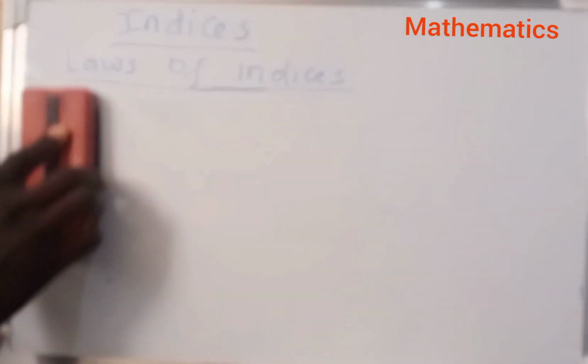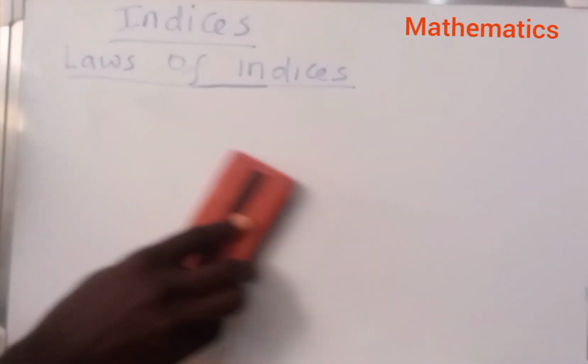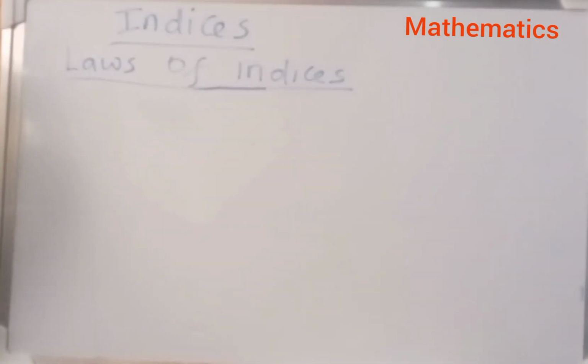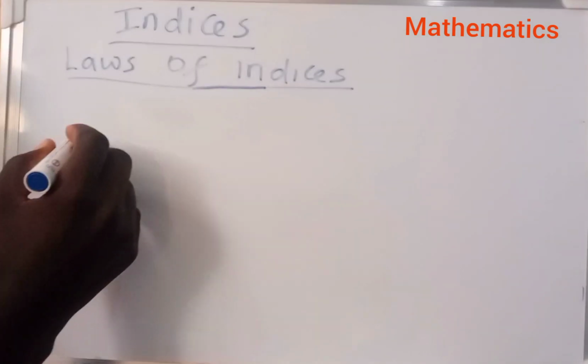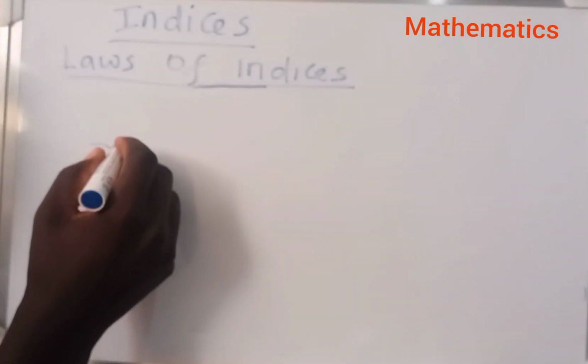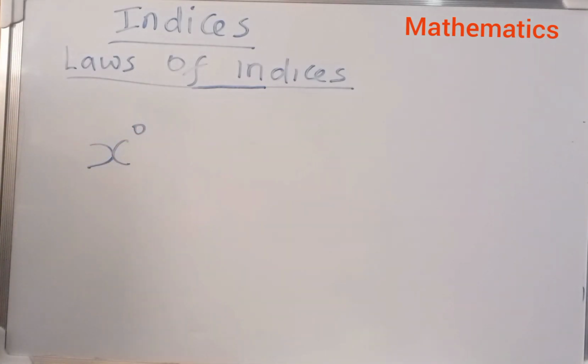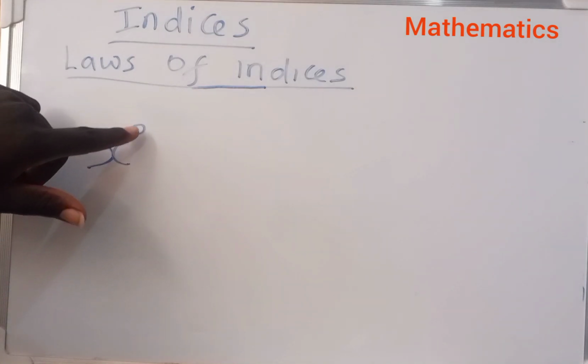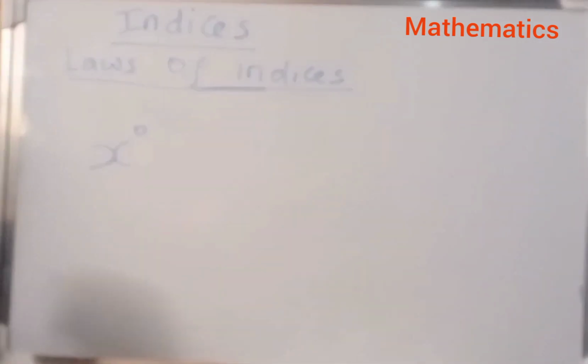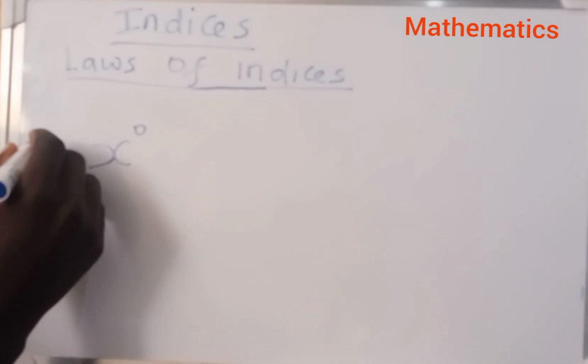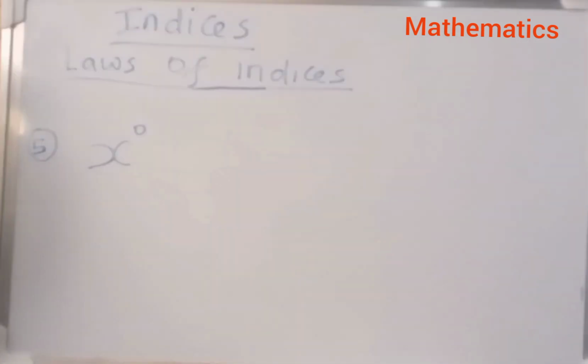Now, we can look at the fifth law of indices. The fifth law of indices is the zero index, that is the zero power law, where the power is zero. This is the fifth law of indices. In this case, we have x raised to 0. I want to say this in this law.